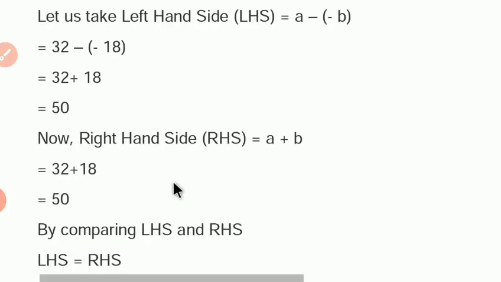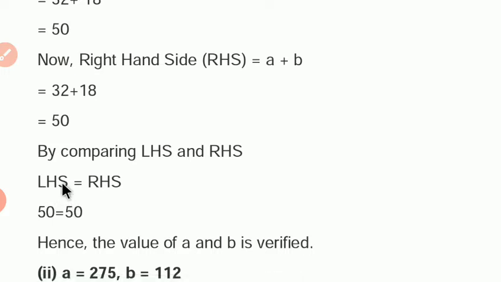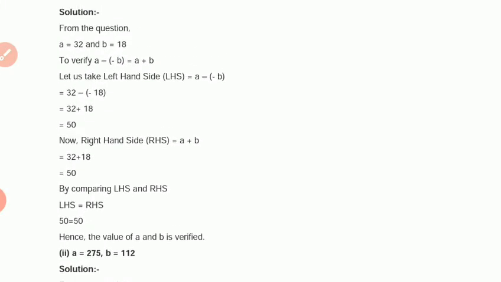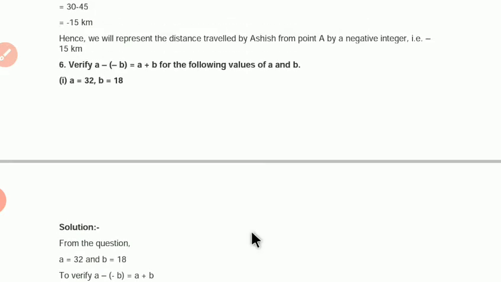Now we'll see the right hand side. Right hand side RHS is given as A plus B. We know that A is 32 plus B is 18. So 32 plus 18 is equal to 50. Now we'll compare both the sides. By comparing LHS and RHS value, we can see that LHS is equal to RHS, 50 is equal to 50. Hence the value of A and B is verified. Means we have verified the given equation.